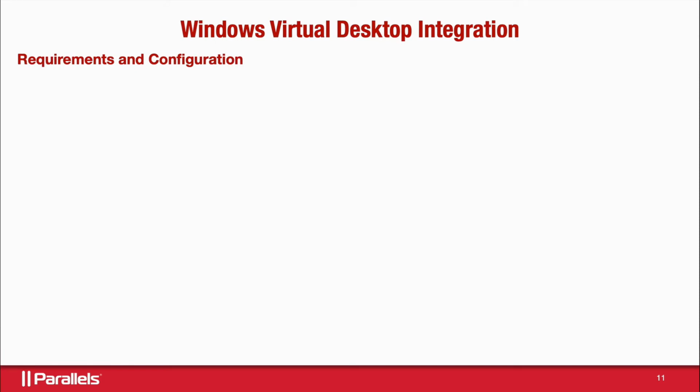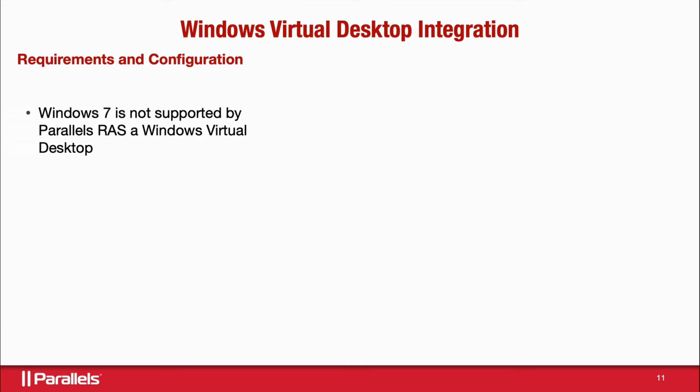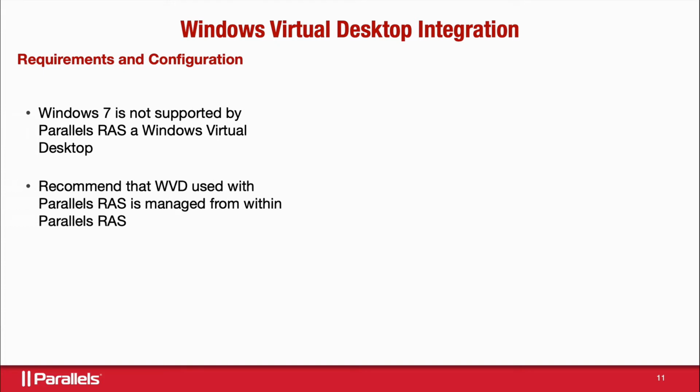Okay, as we go through some of these requirements and tips real quick, just ahead of the demo, keep in mind that if you wanted to use Windows 7 with WVD, that's not supported by RAS. We're doing purely Windows 10 at this point. We do recommend that, if you're going to be managing WVD within RAS, you keep managing WVD within RAS. Don't switch over and try to manually manage it on the Azure side. That can break things and break the link between Parallels and Microsoft Azure as far as the WVD is concerned. So it could make you lose that WVD host.